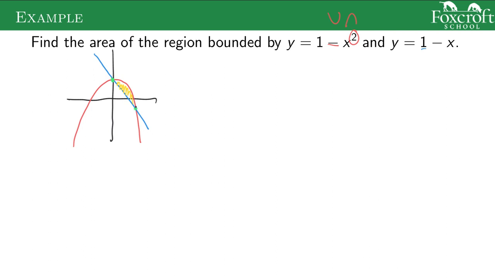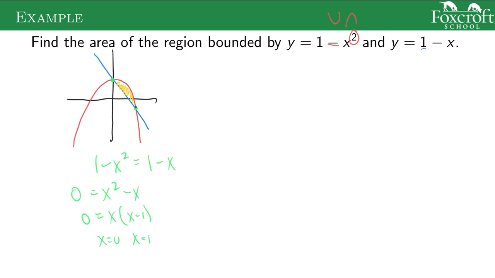Well, when do graphs hit each other? It's when they're equal. So when these two graphs are equal, it's going to be the edges of my area. I'm going to add x squared over, subtract 1, and I just get this. Solve this, I would factor out an x. And that gives me x equals 0 and x equals 1.